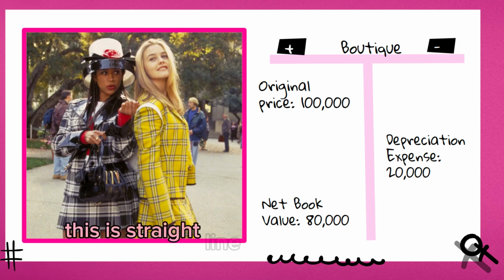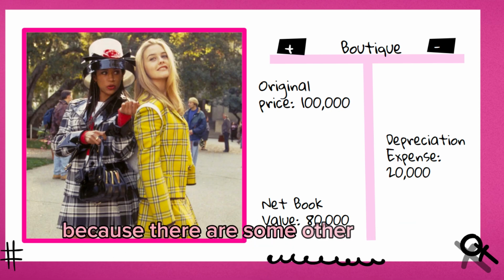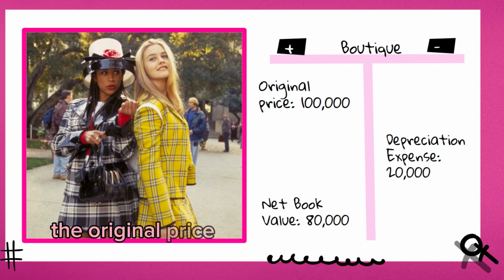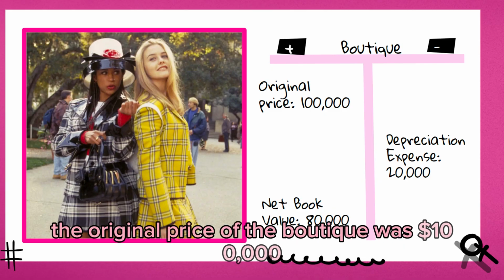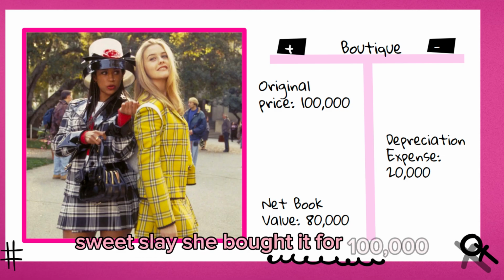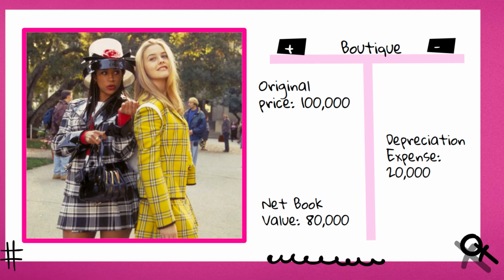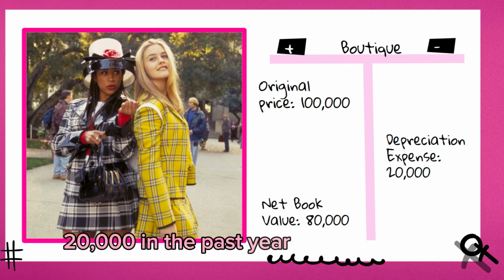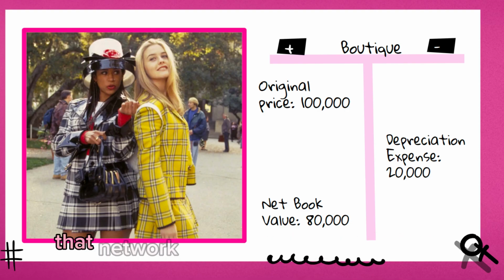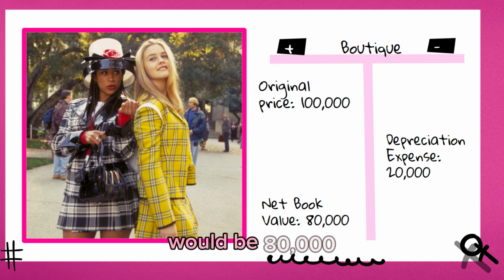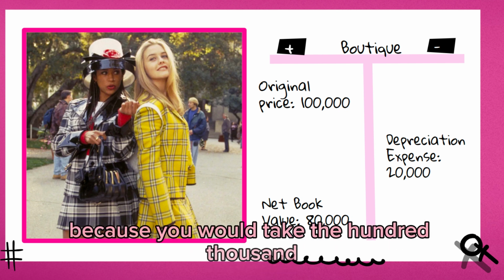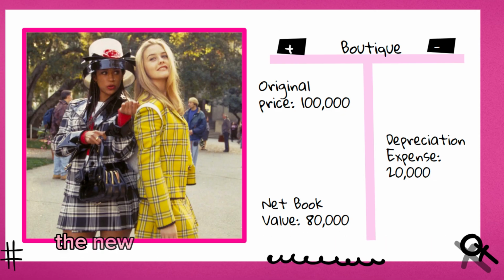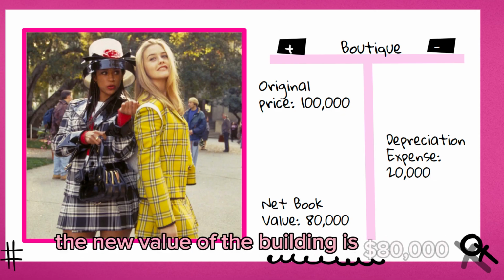This is straight line depreciation, by the way, because there are some other types of depreciation. Pretty much what's happening is, let's say the original price of the boutique was $100,000. Sweet slay, she bought it for $100,000, big win, you know what I mean? And then let's say that it is depreciated $20,000 in the past year. And so the net book value at the end of the year would be $80,000, because you would take the $100,000 minus the $20,000 for the past year. And so at the end of the year, the new value of the building is $80,000.